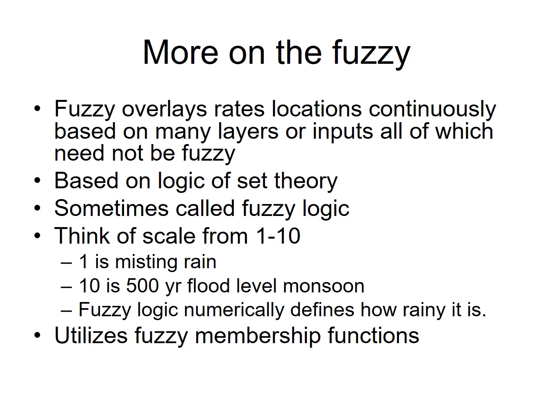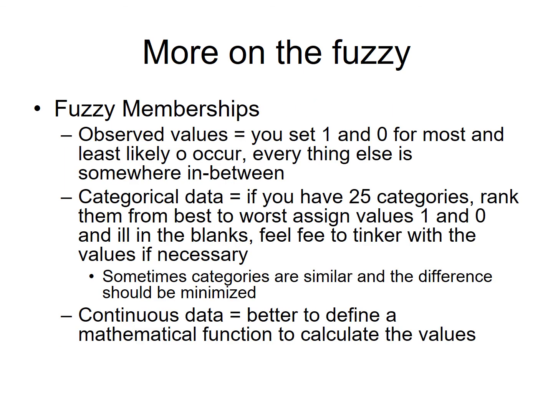More on the fuzzy overlays are pretty much basic logic theory, sometimes called fuzzy logic. So imagine a scale between 1 to 10. 1 is misting rain, 10 is a 500-year flood. The fuzzy logic is simply a numerical or a mathematical function that you generate that places things appropriately on that scale between the least and the most. You can do it for observed values where you set things as 1s and 0s, 1 being perfect, 0 being not, and everything being in between.